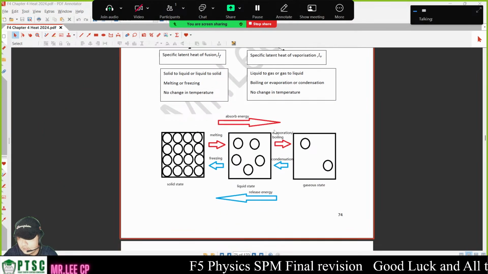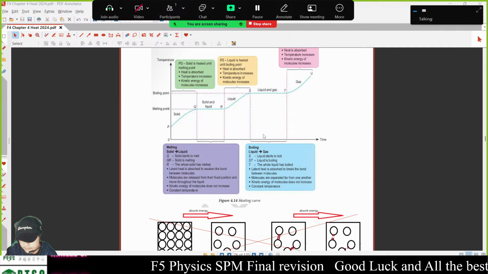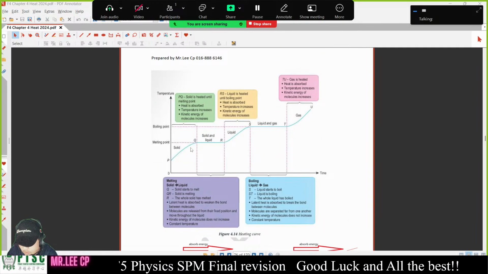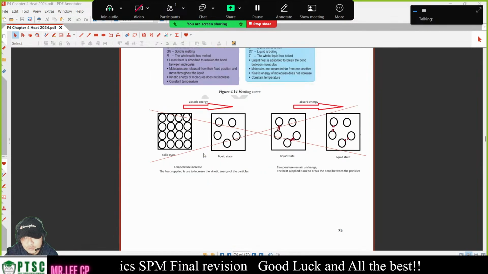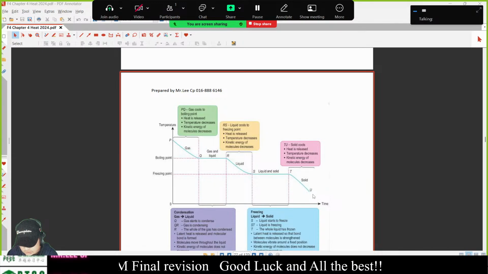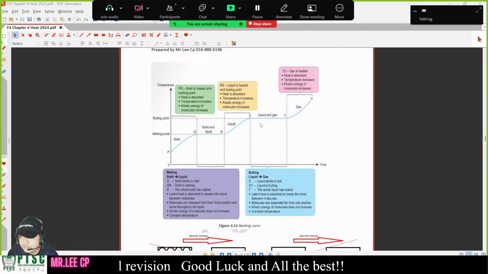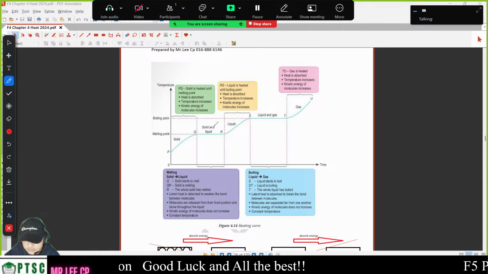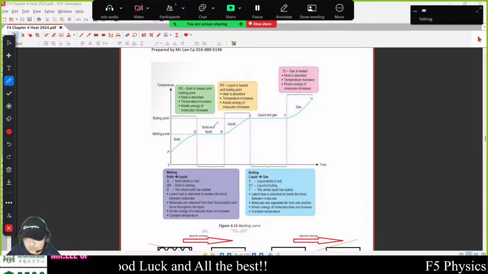You need to know here, if this thing is going up, it means heat absorbed. If this thing is going down, it means the heat is released. Now latent heat is at here. This one you go and study on your own later if you want more detail. So I just briefly go through.